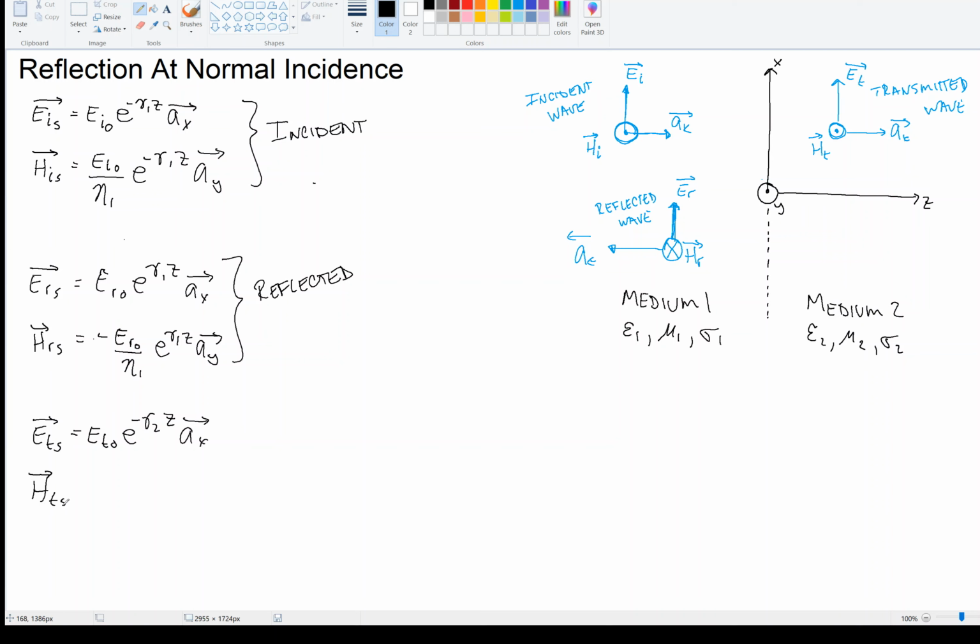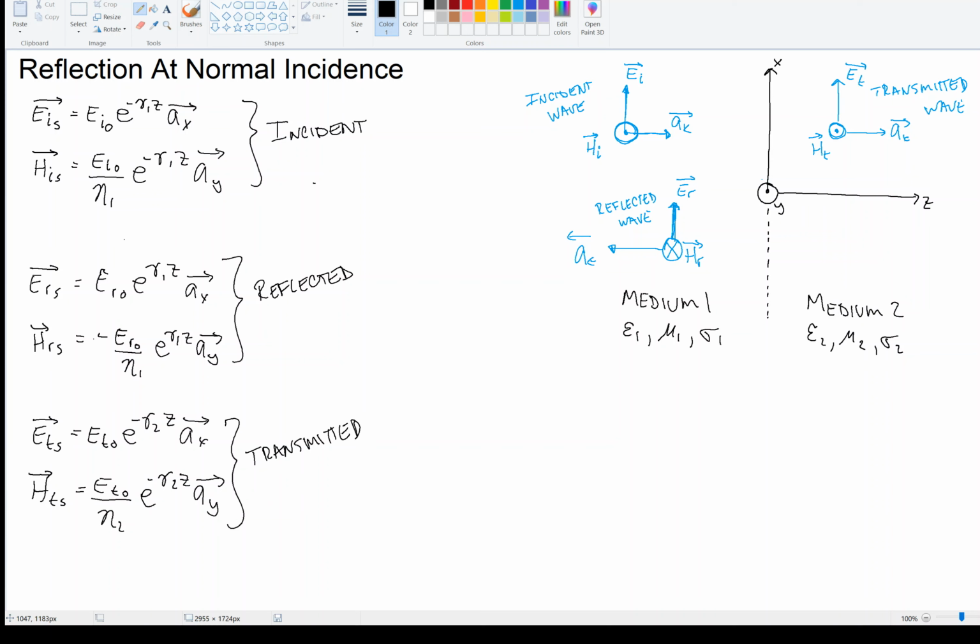And then the magnetic field, similarly, we're going to divide by eta 2 there, because the transmitted wave is in material 2. That's the intrinsic impedance of the second medium. This is in the y direction, so this is the transmitted wave. And what we're trying to do is find out the relationship between the incident wave and the transmitted and reflected waves.